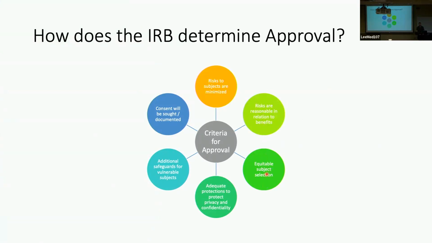Equitable subject selection. So is the process by which you are selecting research participants equitable? There has been a history, again, in human subjects research of doing things in non-equitable ways. Certain populations may benefit from a research study that doesn't benefit other populations. We want to minimize that. We want to make sure that the ability to participate in research is equitable.